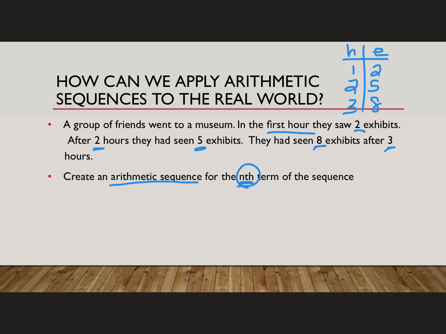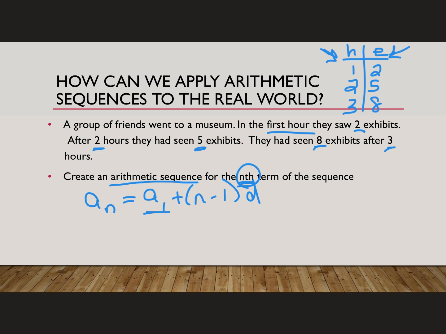So if we remember from our previous lessons, our arithmetic sequence formula is a sub n, the nth term, equals a sub 1 plus n minus 1 times d. So we need to find our first term. Well, our hours are going to be our term placement, our n number. That means our exhibits are going to be our terms.